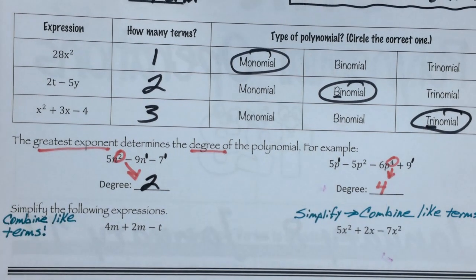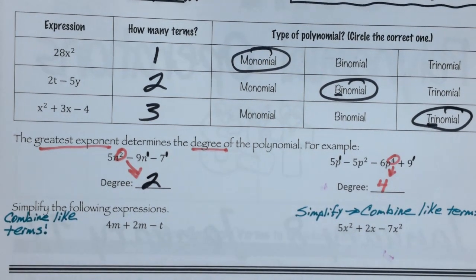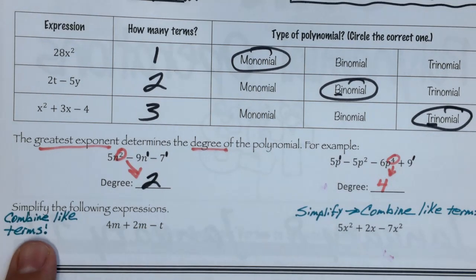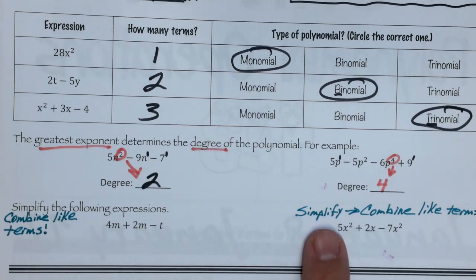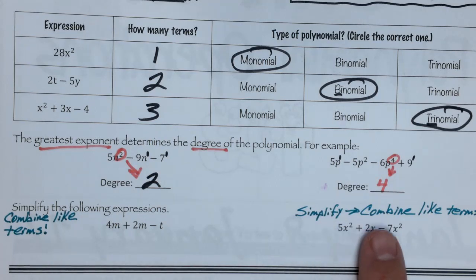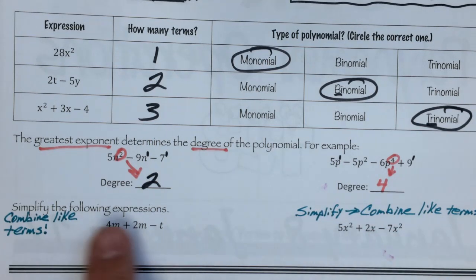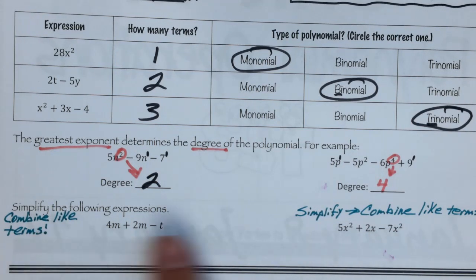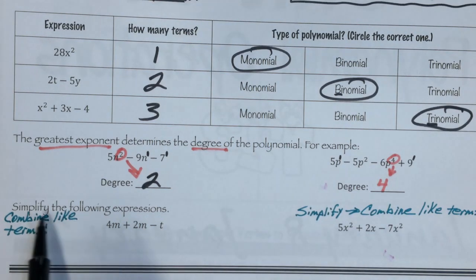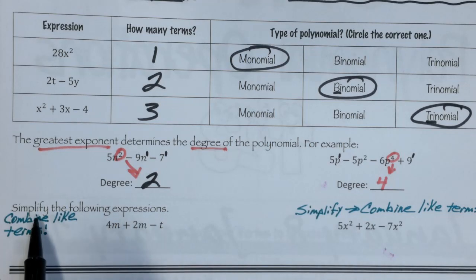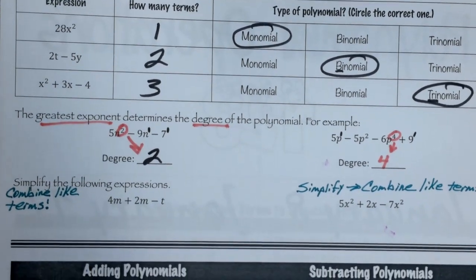Real quick, you may want to pause the video and write this down. Combine like terms, and then write this down: simplify means combine like terms. So pause the video real quick and write that down on your sheet. It says simplify the following expression. When we see the word simplify, we want to reduce it into the lowest number of terms that we can.